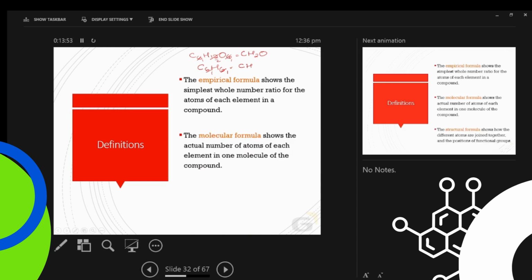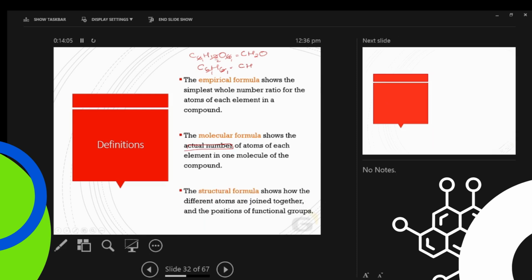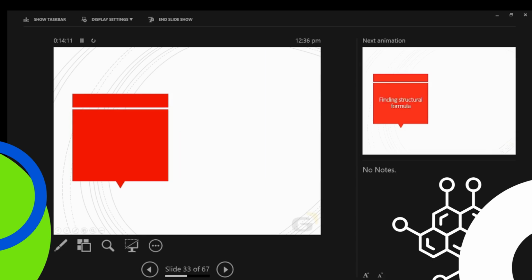Now the molecular formula tells you about the actual number of atoms. For example, in glucose, the actual number of atoms are 6 carbon, 12 hydrogen, and 6 oxygen. The last one is the structural formula, which shows you the position of functional group or what type of functional group is present. So let's go into the details of the structural formula.